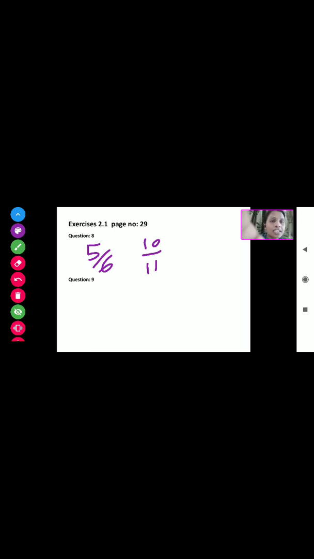Now you can see that both are unlike fractions. So you have to find out the LCM, or you can do cross multiplication. By doing cross multiplication also you can find out which one is greater. Here you have to find out which one has solved more. So the greater number you have to find out.